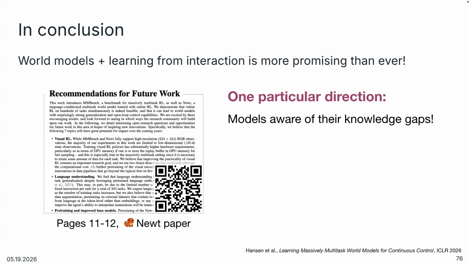One particular direction that I think is super interesting in light of all this hallucination research is to try to develop models that are aware of the knowledge gaps that they have. So the model might know that it's entering a region of the state space that it's uncertain about, and then either it can prompt the user, for example, for guidance, or it can simply refuse to enter those regions.